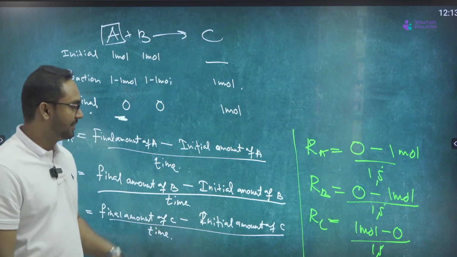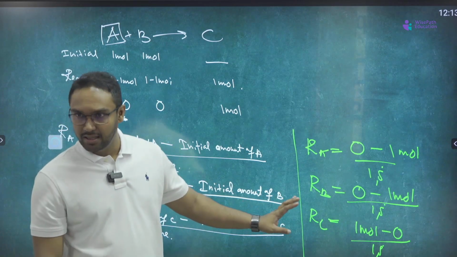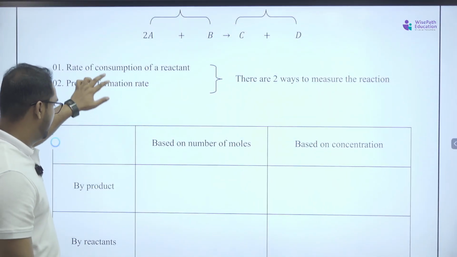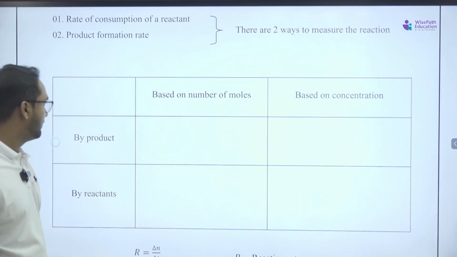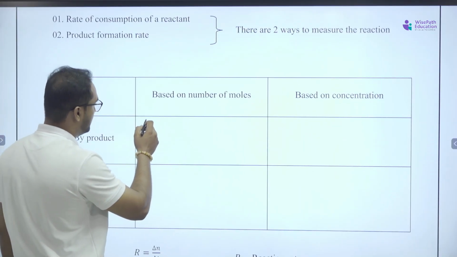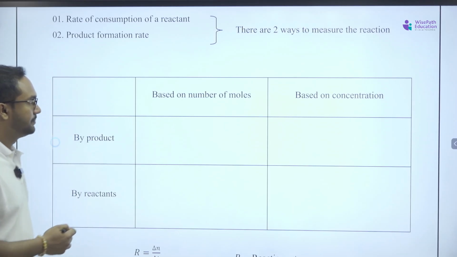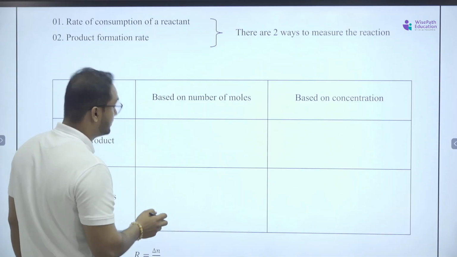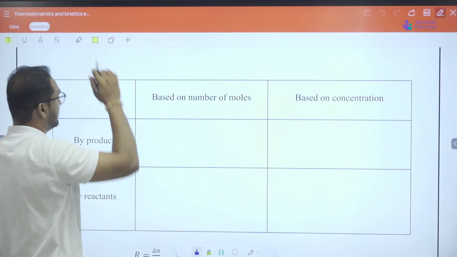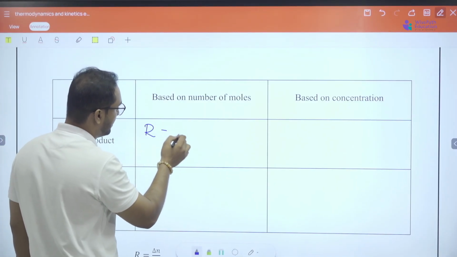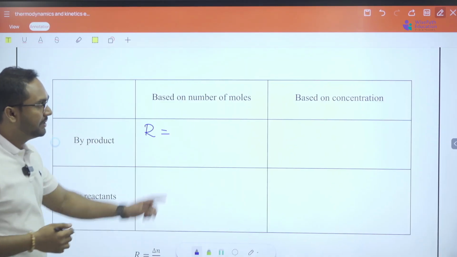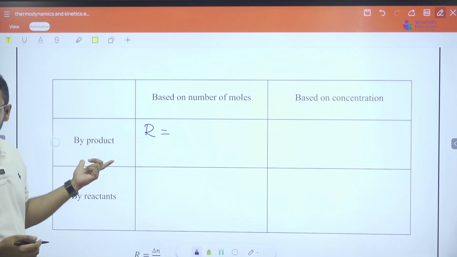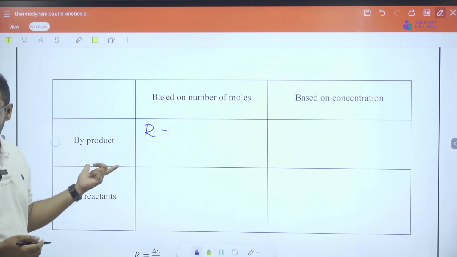Yeah, finish. Right, so that is the rate of reaction, and now this is how you write it. If it is based on the number of moles, this is the formula you use. R equals, now this is based on the product. The first one is based on the product, so the product doesn't have to have a minus in the front because it's a plus value anyway.